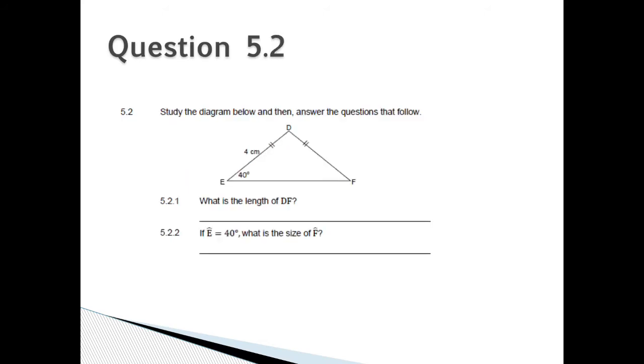Question 5.2. Study the diagram below and then answer the questions that follow. 5.2.1. What is the length of DF? And 5.2.2. If E is equal to 40 degrees, what is the size of F? Since this is an isosceles triangle, meaning the two sides are equal, DF will also equal 4 centimeters and F will equal 40 degrees.